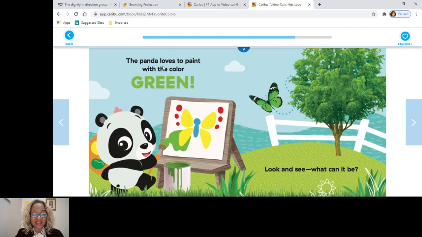The panda loves to paint with the color green. Green. Look and see. What can it be?